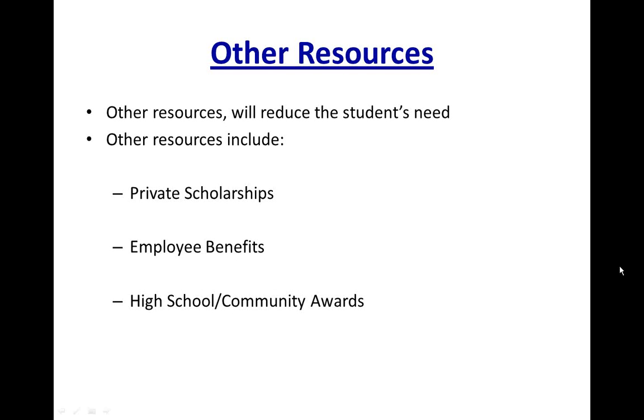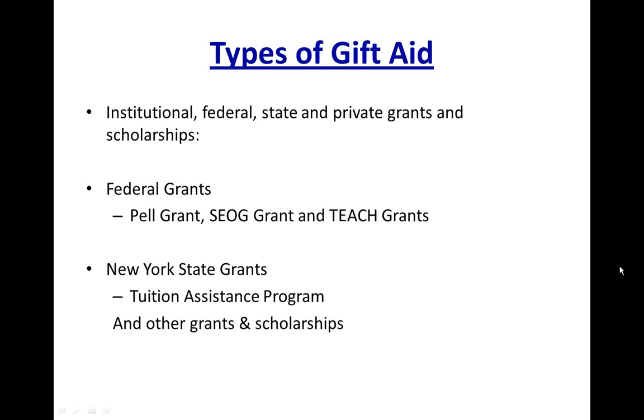Other resources will also reduce the student's financial need, including private scholarships, employee benefits such as tuition remission or tuition exchange, high school and community awards. Types of gift aid include institutional from colleges and universities, federal, state, and private grants and scholarships. The federal grant programs are the federal Pell Grant, the FSEOG grant, and TEACH grants. From New York State, we have the Tuition Assistance Program and a variety of other grants and scholarships.